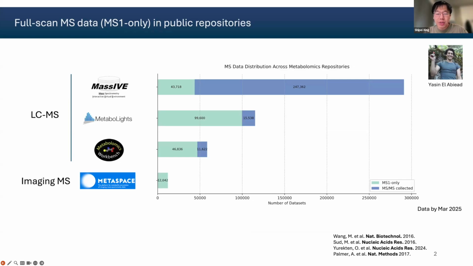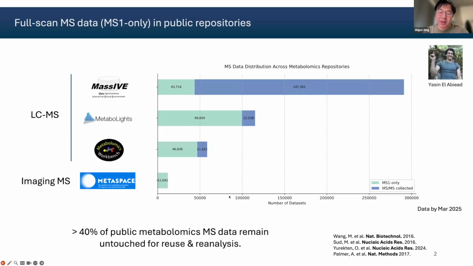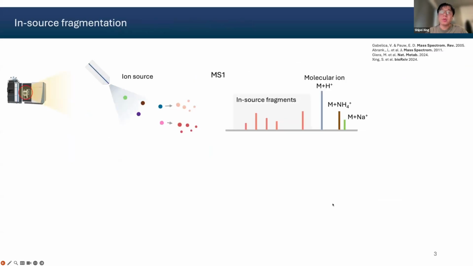While we have been focusing on reusing all the public MS2 spectra, these full-scan MS data files have not been fully reused or reanalyzed sufficiently. As a conservative estimate, they represent more than 40% of the total metabolomics data yet to be delved into. It is generally known that during MS1 scans, many molecular ions may undergo in-source fragmentation, which generates fragment ions that also appear in MS1 data. These in-source fragment ions exhibit fragmentation patterns very similar to those observed in collision-induced dissociation MS2 spectra.